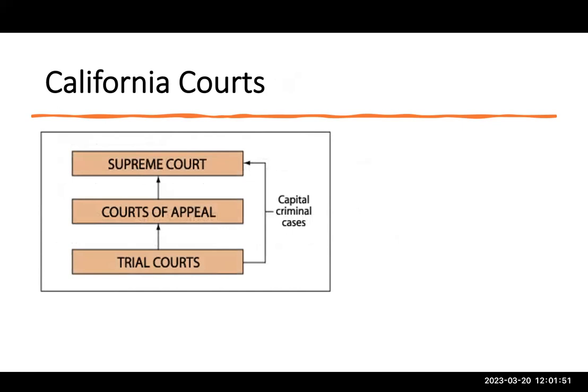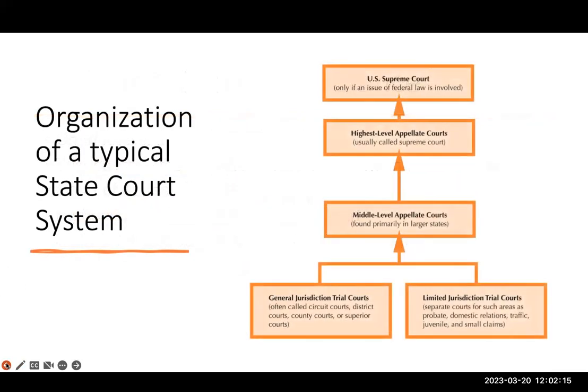Again, this next slide shows the general flow of cases, with the requirement that death penalty cases be appealed to the California Supreme Court. One of the things I did want to comment on, going back to the organization of a typical state court system: in California, our trial court, again, is called the Superior Court.